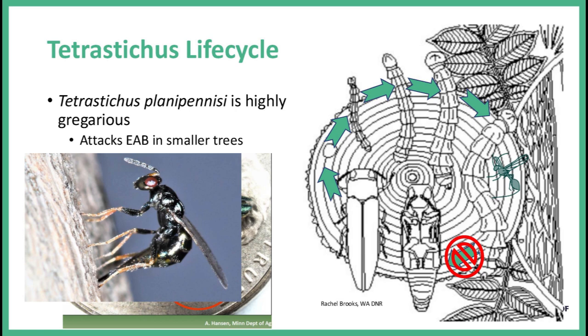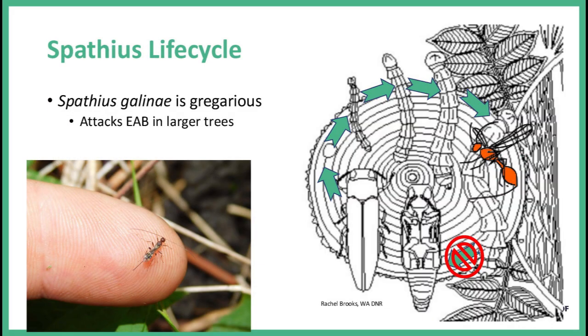And Tetrastichus is highly gregarious. It can have up to 60 offspring per individual EAB. So what it doesn't have in size, it makes up for in numbers. And Spathius galinae is slightly less gregarious than that, but it is a little bit larger, so it can attack EAB in nearly all size ash trees. It lays its egg similarly in larger larvae and has between 6 to a dozen offspring per EAB larva.